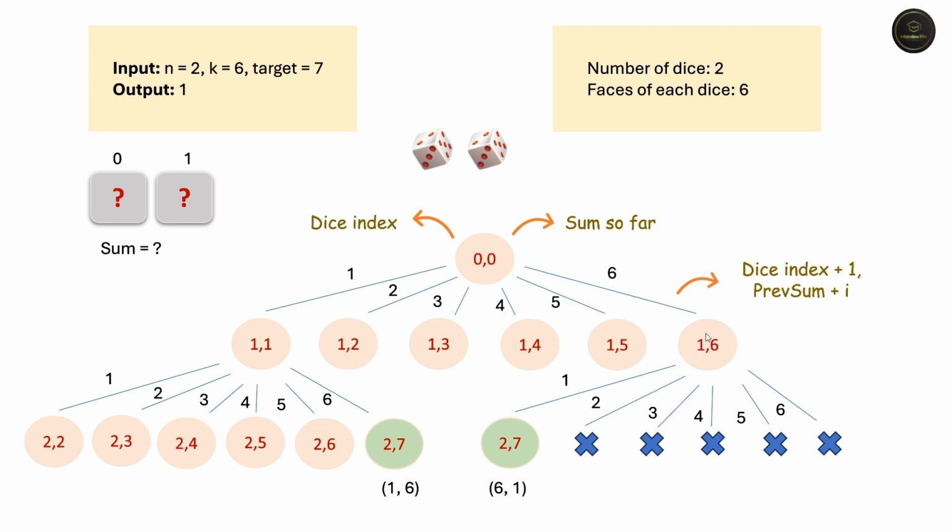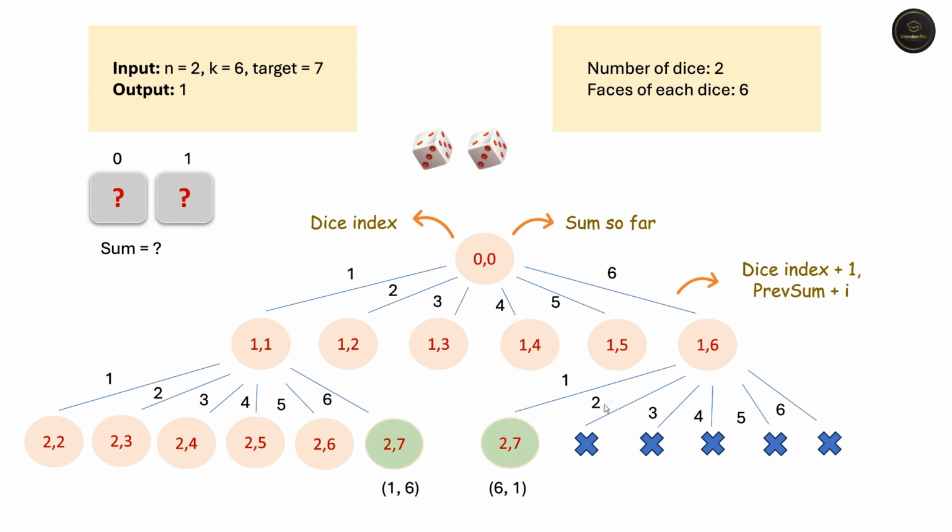Let's take another combination. For example, if I take value 6 for the first die, what would be the sum so far? Initial sum is 0. The sum after taking 6 for the first die is 6. So for the next index, which is 1, we'll calculate what are the possible combinations. This also has 6 faces. If I take 1, the previous sum was 6. If I take 1 for the die of index 1, then it would be 6 plus 1, 7 by the time I go to the next iteration.